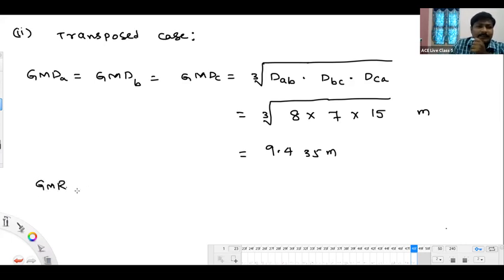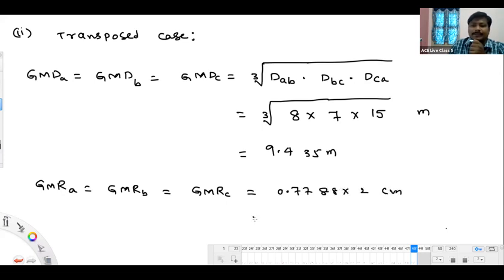Let me write quickly. GMR of phase A, phase B, and phase C, all the three will be equal to 0.7788 into radius, that is 2 centimeters. So it will come to 1.556 centimeters. Clear? If R is different for all the three conductors, then the GMR will be an average. You have to take the geometric mean of these three, as the GMR of each and every phase after doing transposition, because you are taking the average of the three inductances.